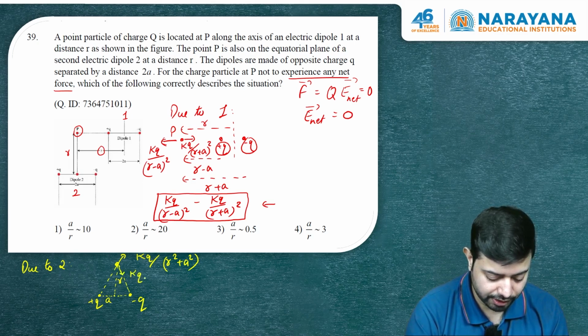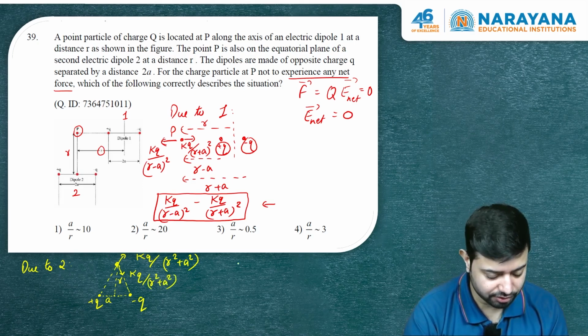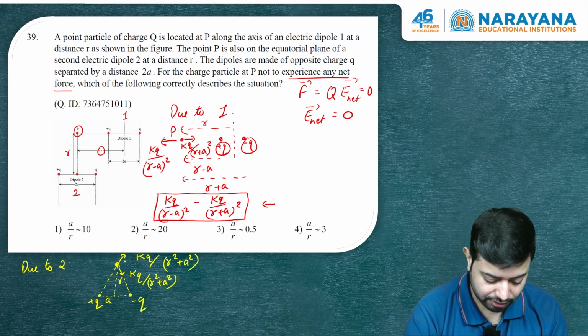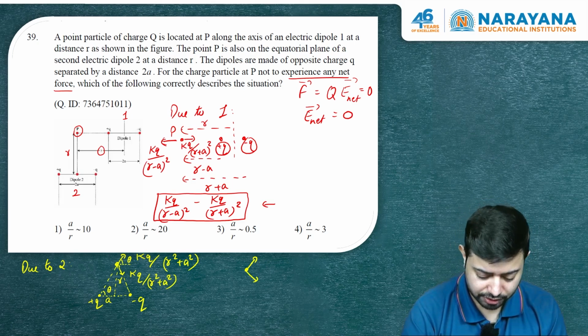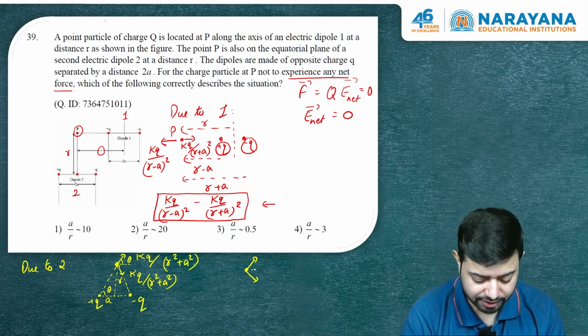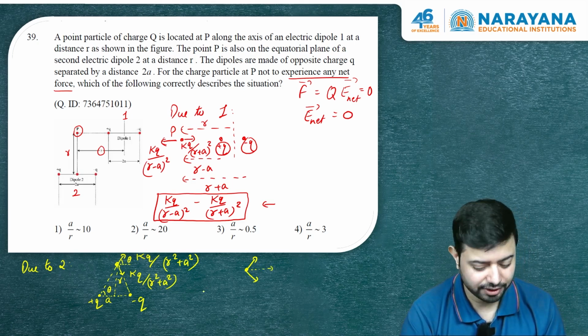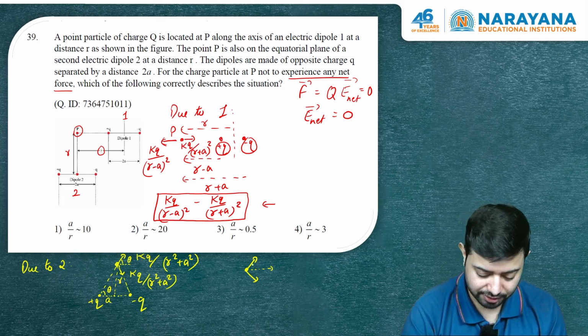k q by again same r square plus a square. So, there are two vectors now, right. If you see it here carefully, let us say this angle is theta and this angle is also theta. So, I can say now carefully that these are two vectors equal in magnitude. So, their resultant will be along the angle bisector, which is the horizontal direction only towards the right side, right, and this angle is theta.